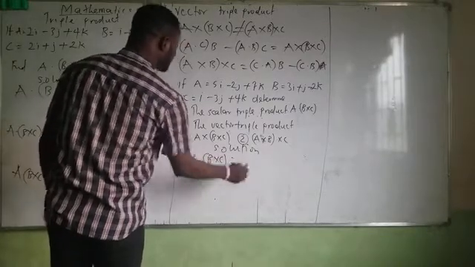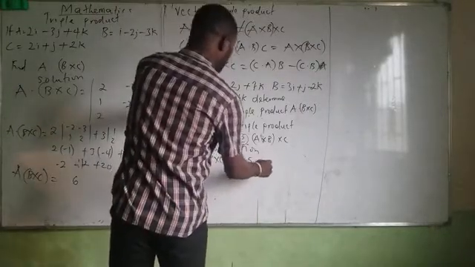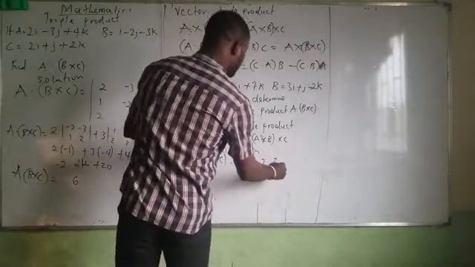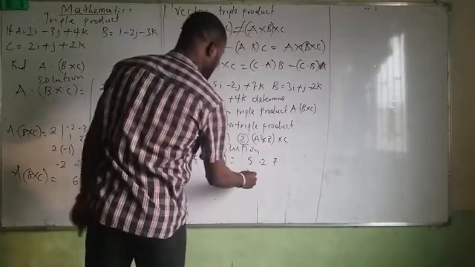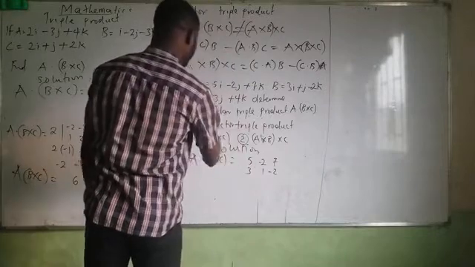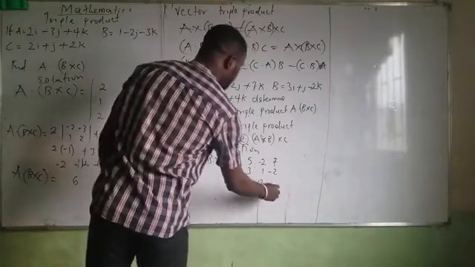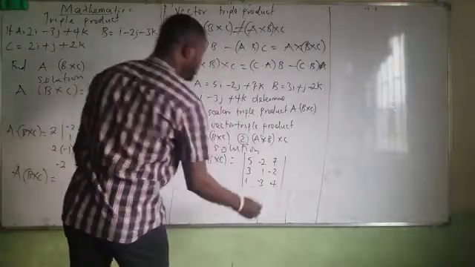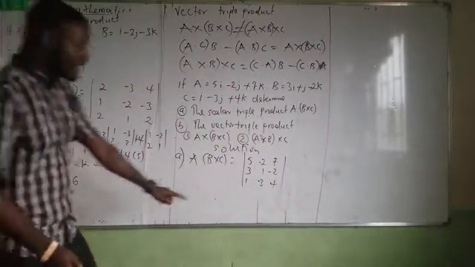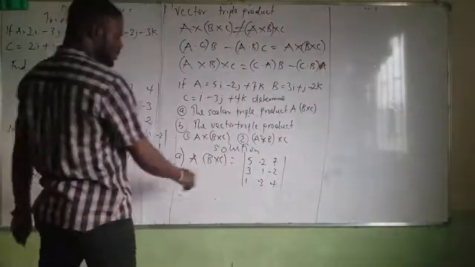I don't need to stress myself. What I just need to do, what is my A? 5, 2, minus 2, and 7. And B is 3, 1, and minus 2. And my C is 1, 3, and 4. That is what I just need to do. Now, I think I'm having a 3 by 3 determinant, a square matrix, which is a determinant.